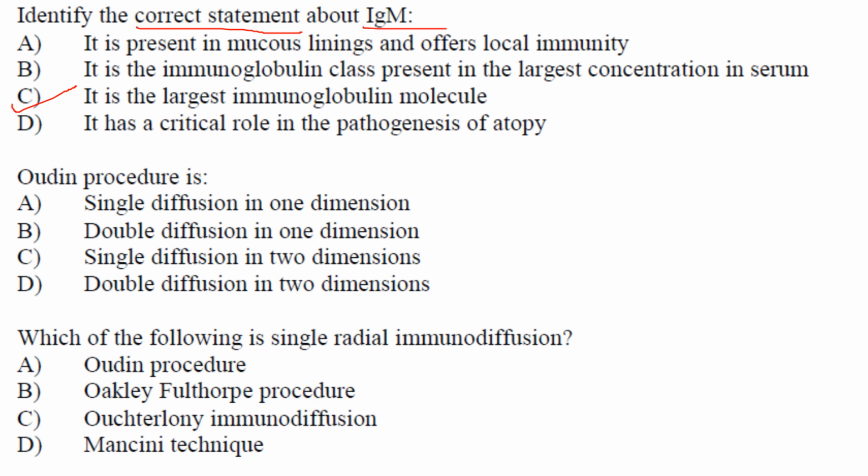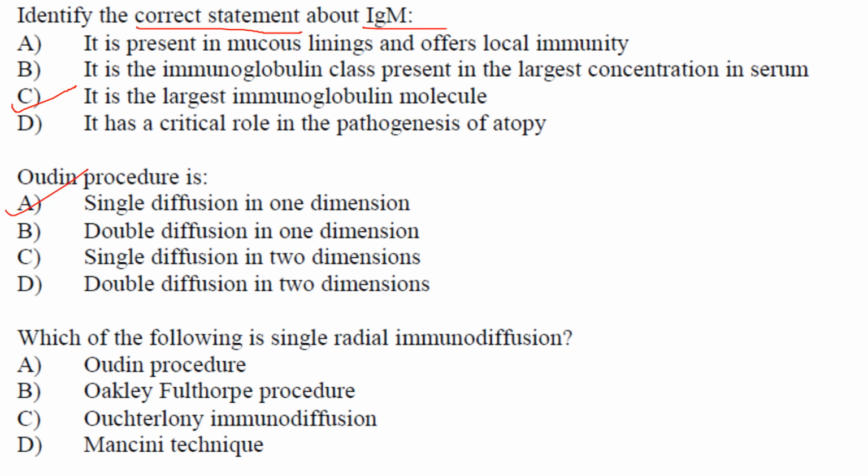It has a critical role in the pathogenesis of atopy. Atopy means allergic reaction. In an allergic reaction IgE is involved, not IgM. Then the Ouchterlony procedure is a single diffusion in one dimension.